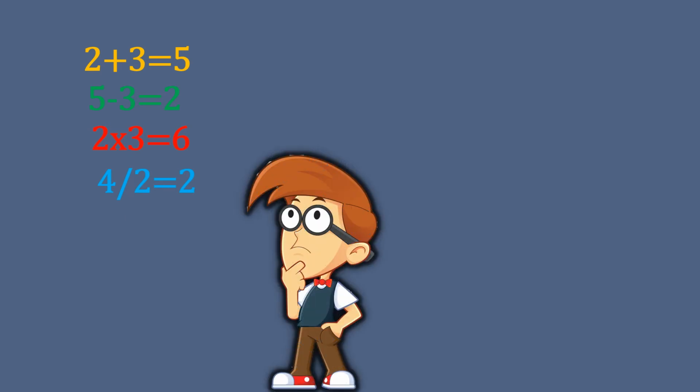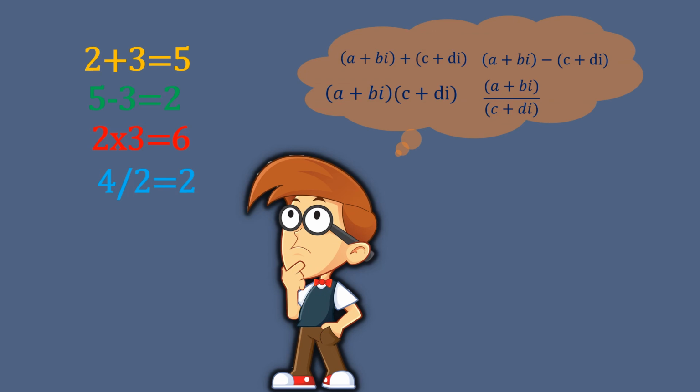Just as we do with real numbers, 2 plus 3 equals 5, 5 minus 3 equals 2, 2 times 3 equals 6, 4 over 2 equals 2. In the same way, we can perform the arithmetic operations on complex numbers. But how? That's what we will look at in the next video.